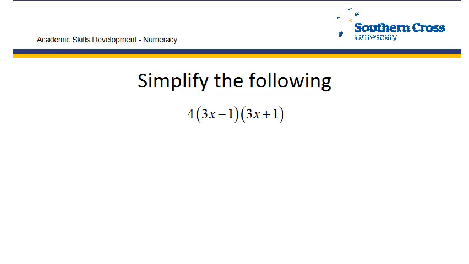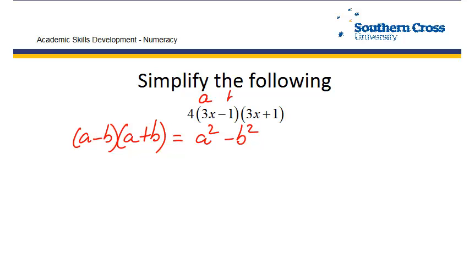Now the next particular question is based on an identity called a difference of squares, where we know that (a - b) times (a + b) is equal to a squared minus b squared. Now we can see such a structure here. We have an a minus b and we have an a plus b. So we can relate this back to this particular identity.